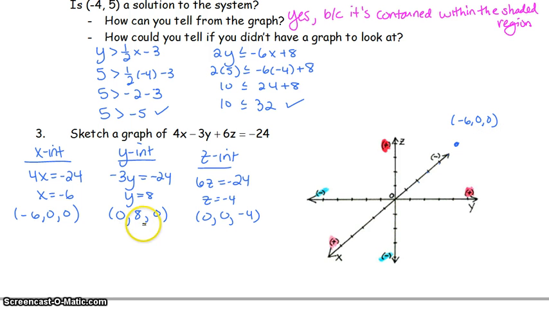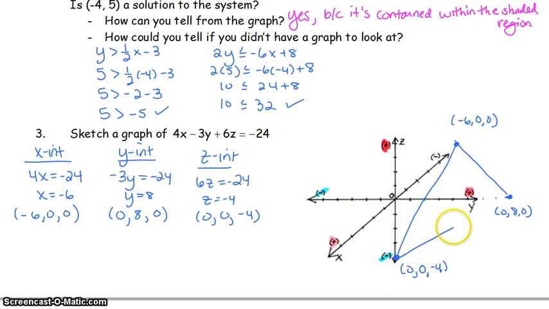We have our y-intercept. Here's our y-axis. It's a positive 8, so we go 1, 2, 3, 4, 5, 6, 7, 8. And then our z is the one going up and down. We want a negative 4, so we go from the origin 1, 2, 3, 4 down. We connect our 3 points. And there's the graph of our equation in 3 variables.